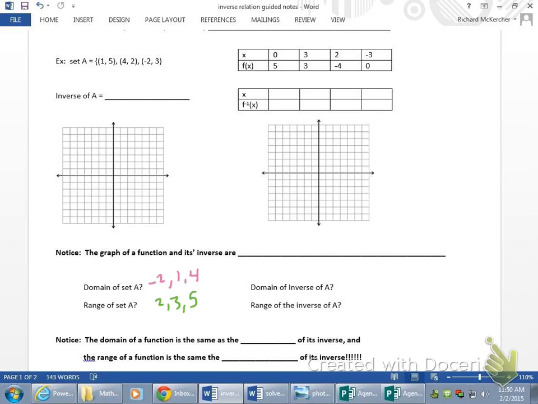And here's what ends up happening, of course, is you see that, look, the domain of set A is the same thing as the range of the inverse. And the range of set A is the same as the domain of the inverse. And that's, of course, what we're going to write down.